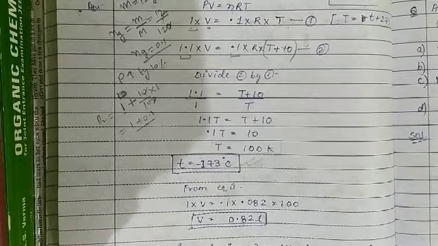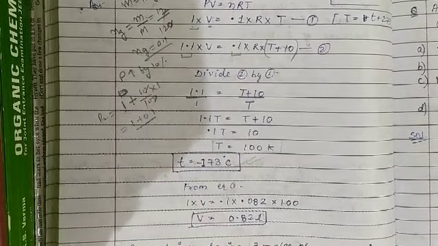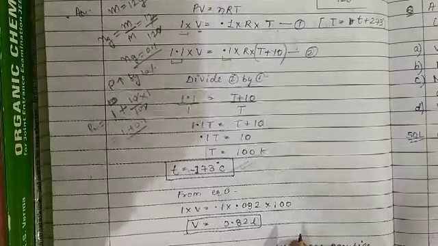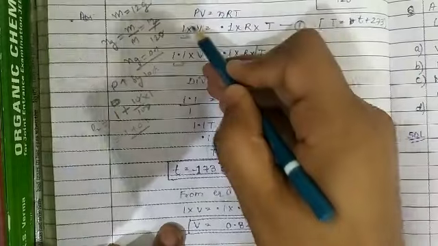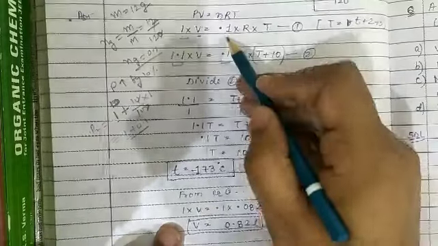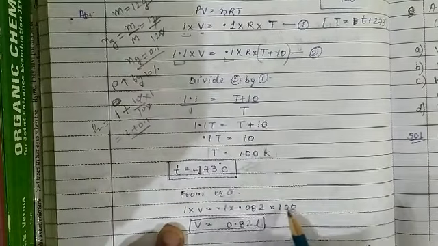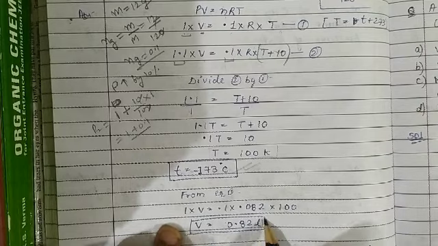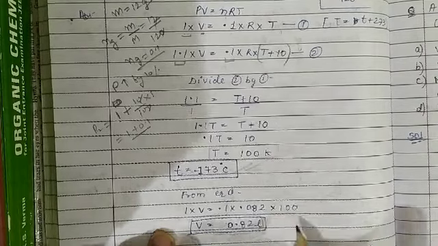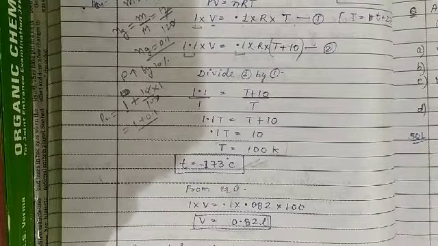And in the next question, we also calculate the temperature as well as the volume. When we calculate volume from the first equation, pressure is 1, we have to calculate volume. Number of moles is 0.1 and the value of R is 0.0821. Temperature is 100. So the volume comes to 0.82 liter. See the next question.